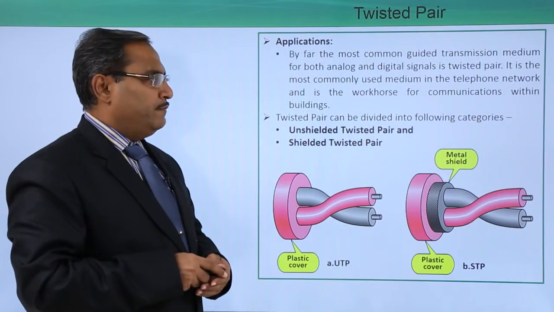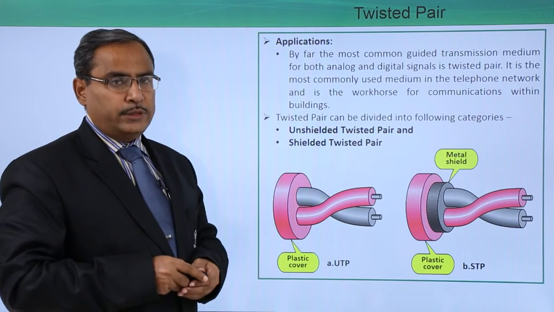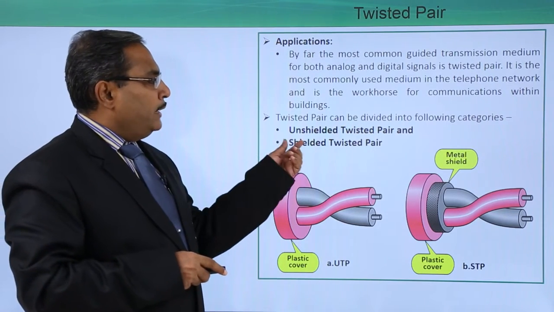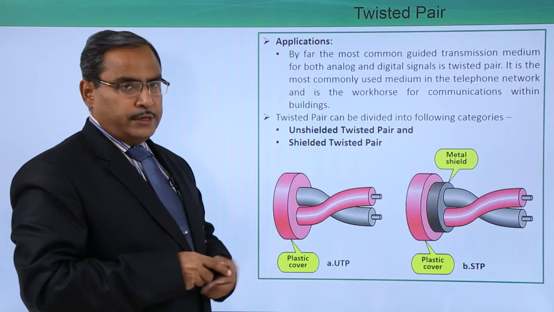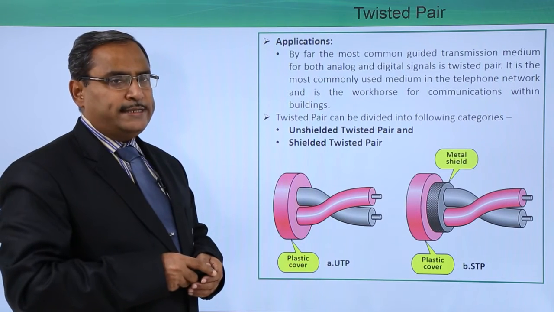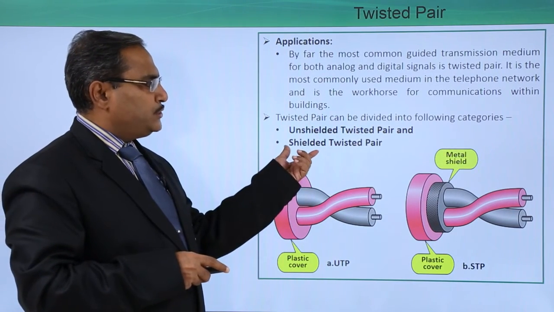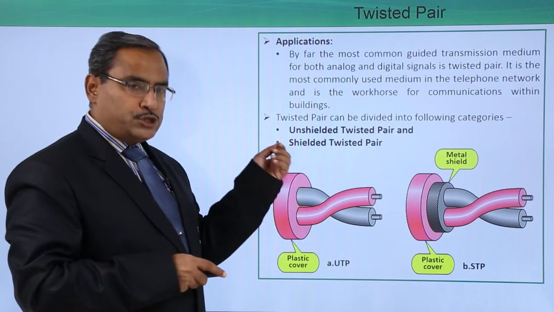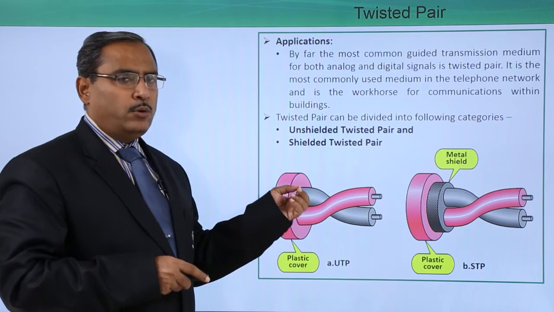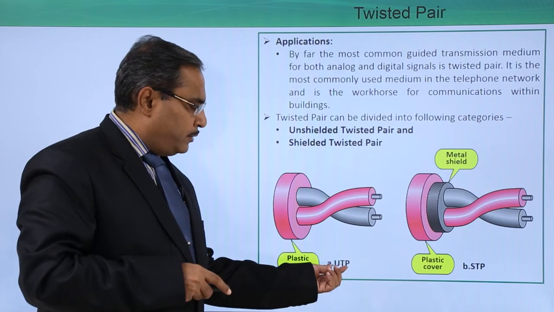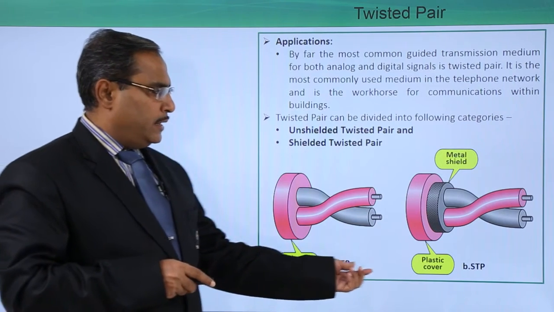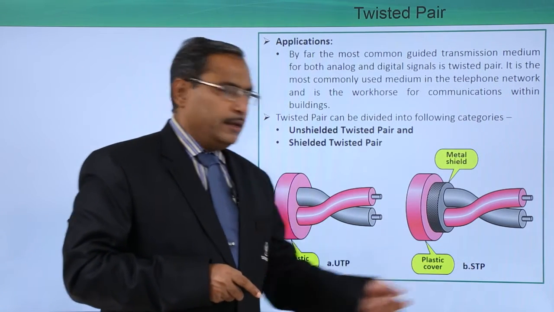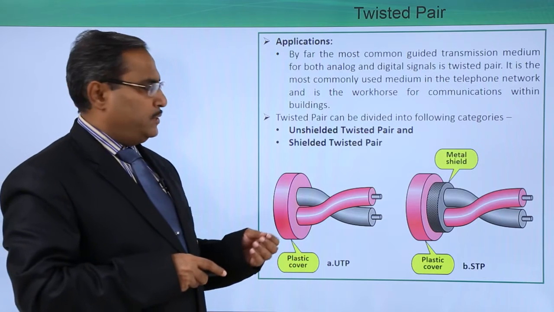Twisted pair can be divided into the following categories. One is unshielded twisted pair, in short called UTP. Another one is shielded twisted pair, in abbreviated form known as STP. So, here you are finding this one as UTP, and this is a shielded twisted pair, denoted as STP.